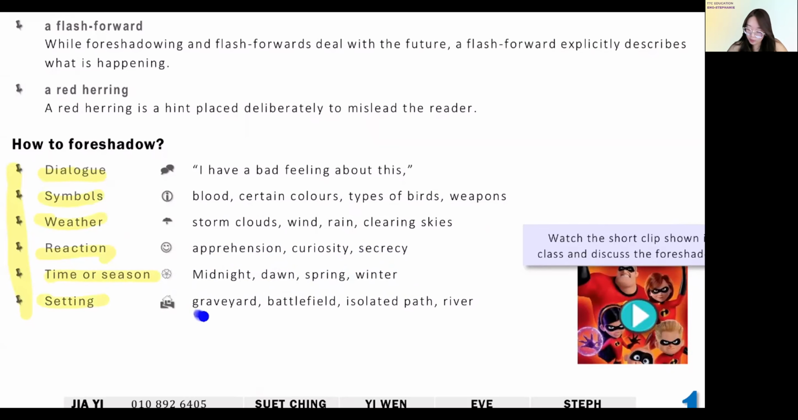Okay. Setting: graveyard, battlefield, isolated path, river. So it depends on the setting that you give. It can also give some slight hinting of what the story is going to talk about. Okay. Later on, I will show you a short clip of The Incredibles, how in this movie the foreshadowing is used, and then only we move into the checkpoint.